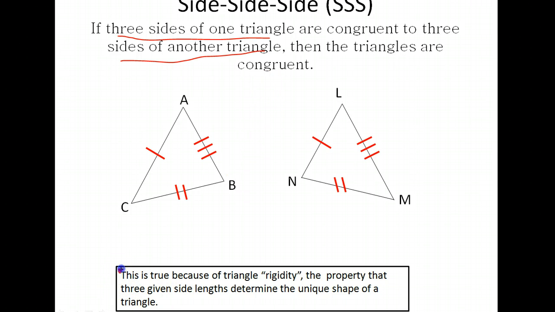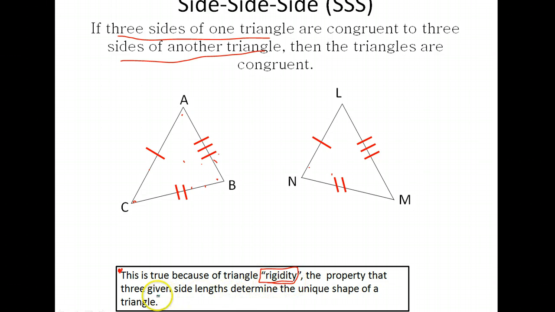The reason this is true is because of something called rigidity. These lines cannot be bent. If you had three metal rods of these lengths and you used them to form a triangle, you put them end to end, those sides are rigid. They can't bend, they can't change. If you take those same lengths and try to form any other triangle, it's always going to end up the same shape, and that's because of rigidity.